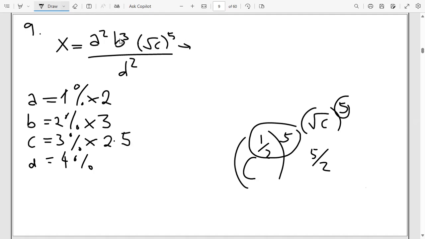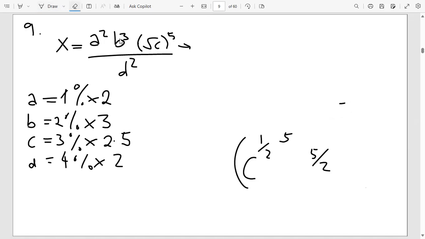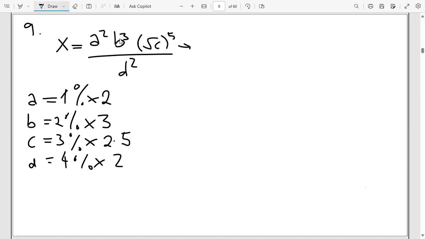Then d is a denominator, but it's also contributing in the same manner. So what are we going to do? We're also going to multiply it by its power. So this multiplied by 2 again. I can rub this side. Okay, I can rub here.